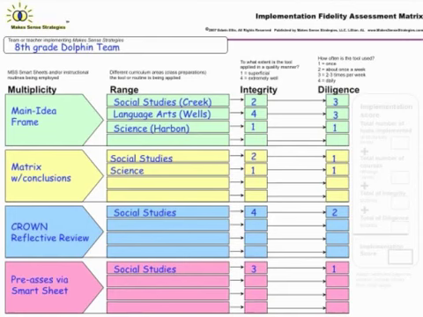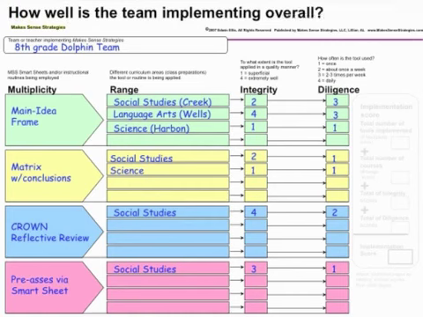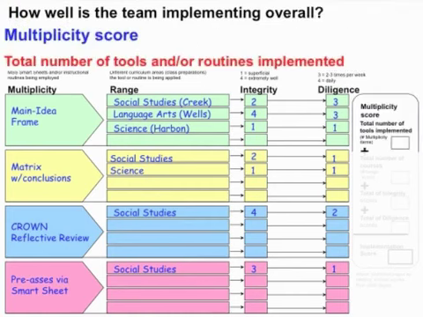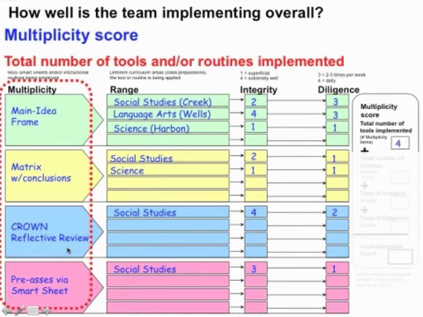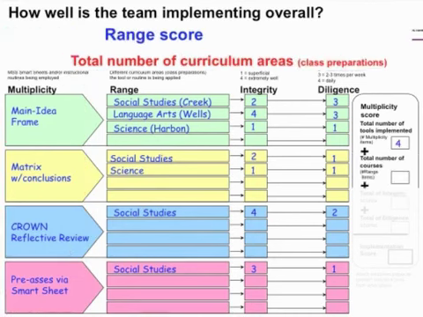So overall, when we look at this middle school team, how well is this team implementing overall? What we can do is take the total number of tools or routines implemented, like 1, 2, 3, 4, and so we get a multiplicity score of 4. Then we can take the total number of curriculum areas, which are class preparations, the total number of different ones, and that's a score of 3. Even though social studies is listed multiple times, we're looking at the number of different curriculum areas. So there were only 3 different curriculum areas that tool was being implemented in.